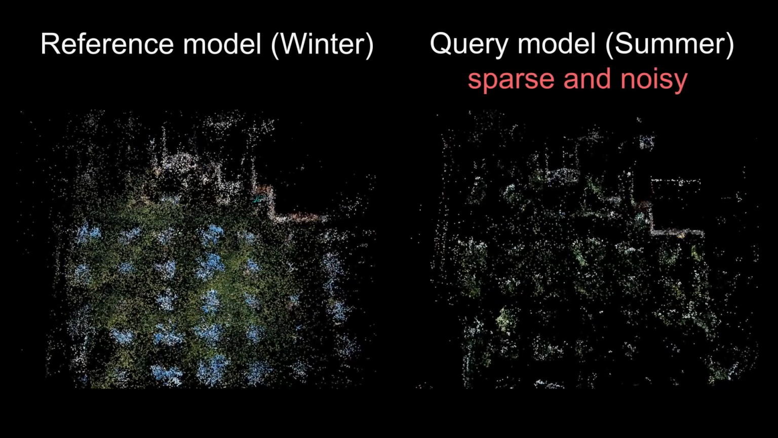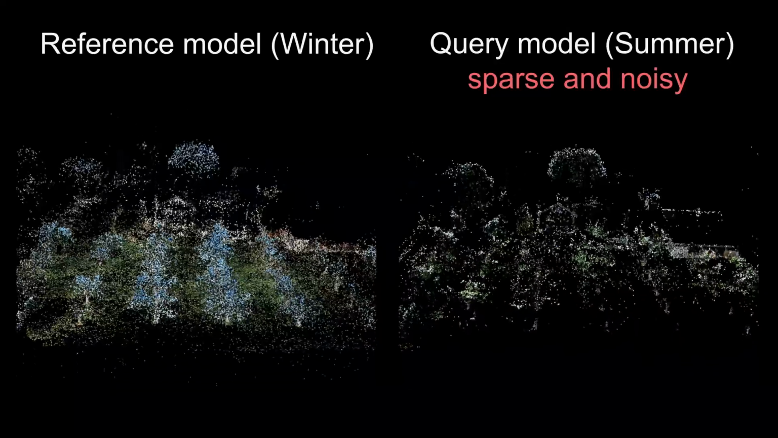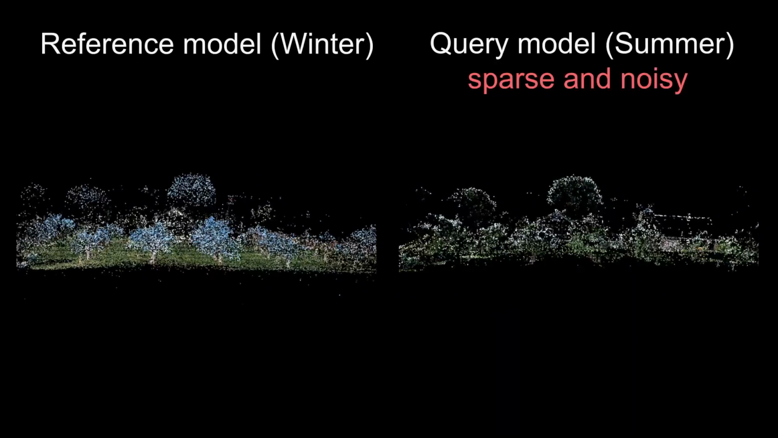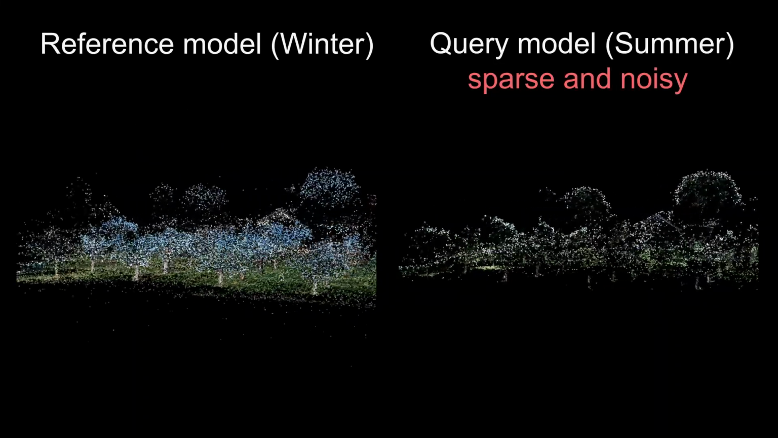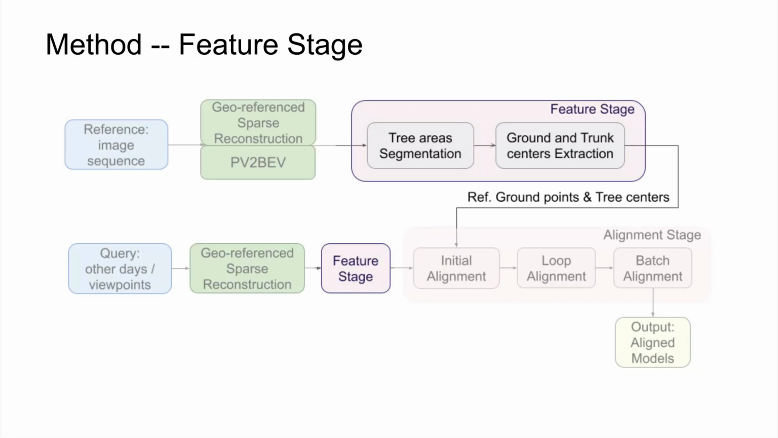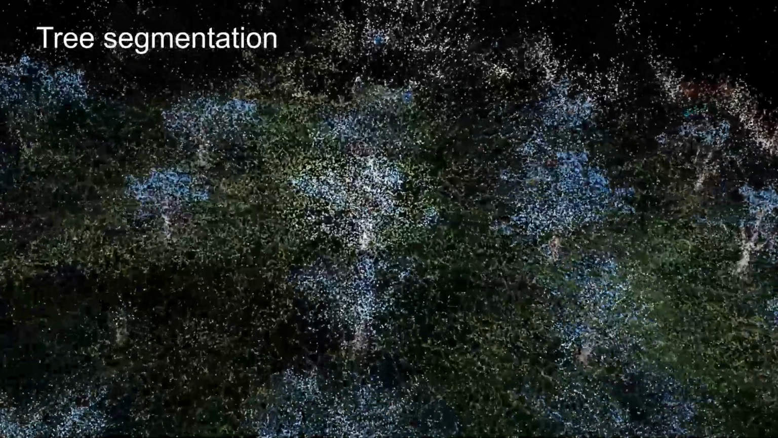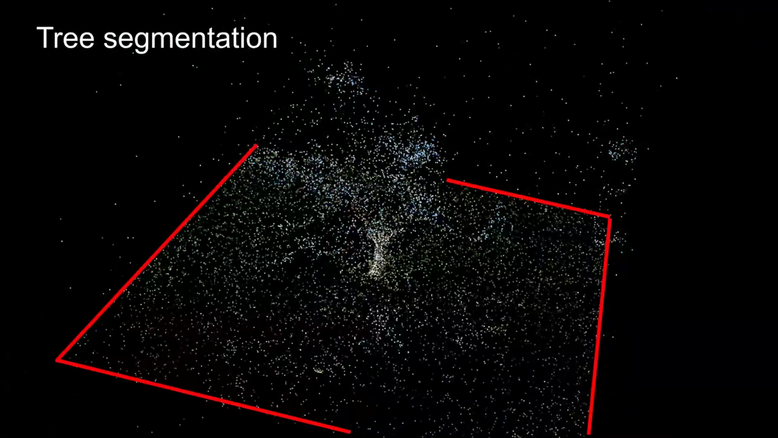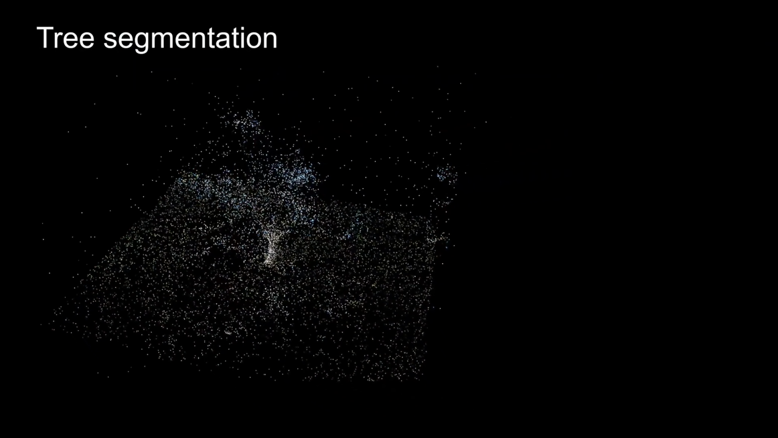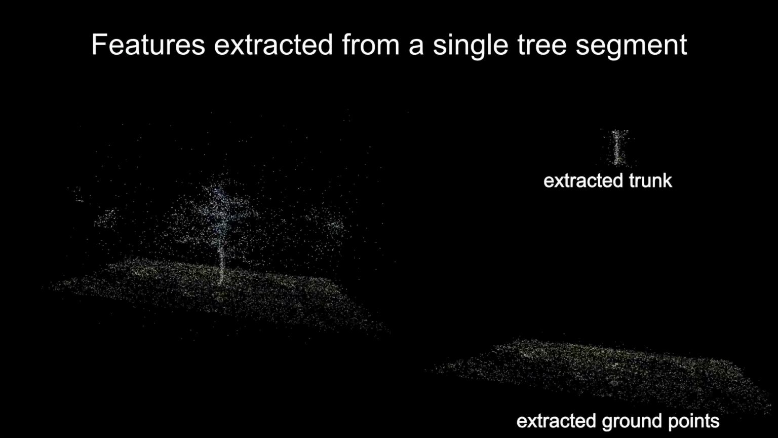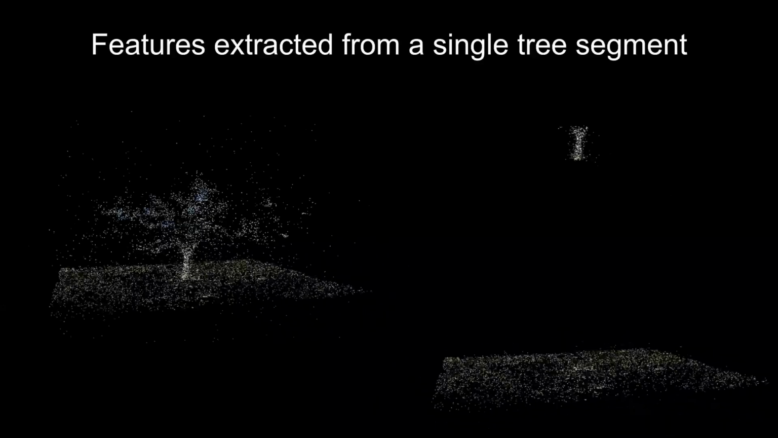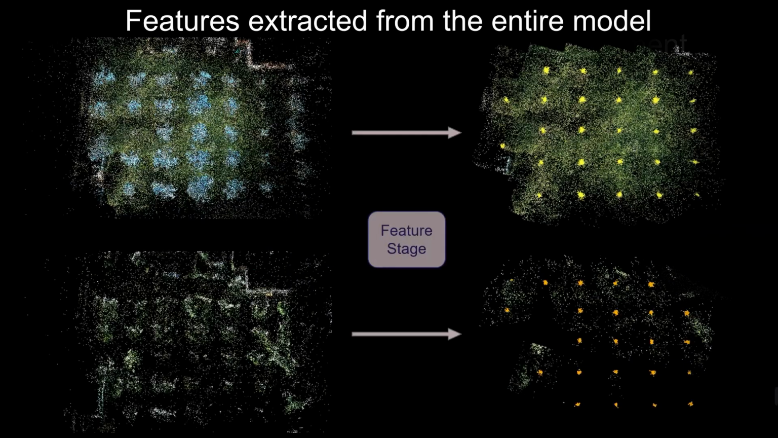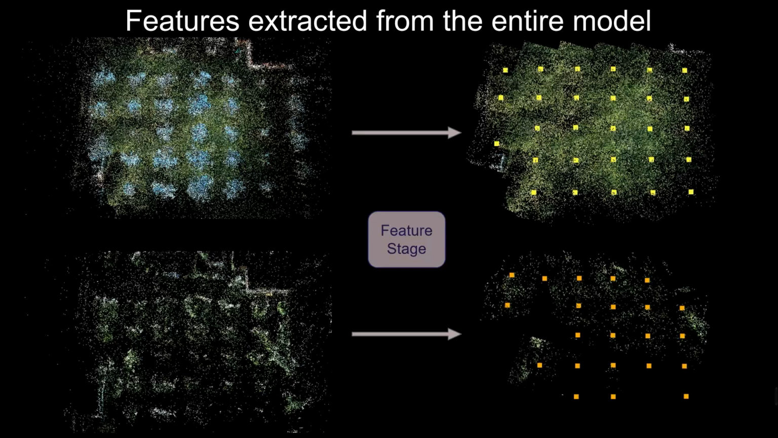In the following illustrations, we use the model based on images collected from an apple farm in the winter as the reference, and the model from the summer as the query for demonstration. To align the query model to the reference model, the next feature stage uses tree position points derived from bird's eye view conversion to segment an area around each tree. Then, trunk centers and ground points are extracted for each tree segment. Collectively, we can extract the ground points and tree centers across the entire model.